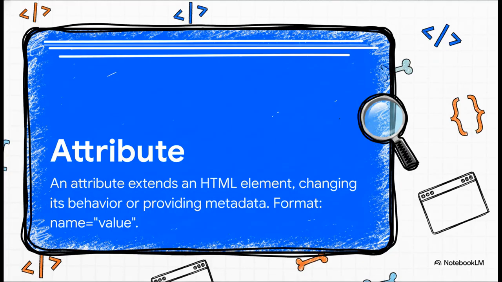But what if you need to give the browser a little more information? Not just what something is, but some extra detail about it. Well, that's what attributes are for. Think of them like little sticky notes with extra info attached to your elements. You always put them inside the opening tag, and they follow this simple name equals value format.